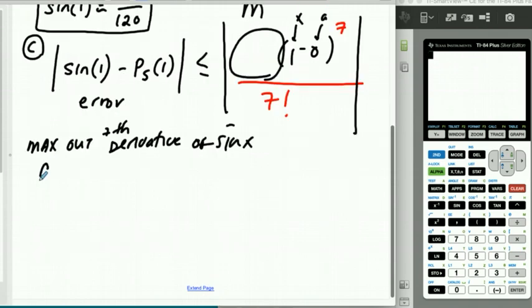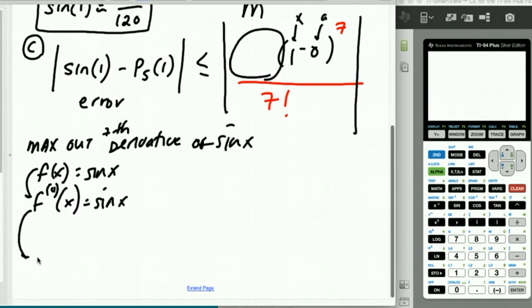So if f of x is sine, right? I also know that the 4th derivative is sine again because it's a loop, right? And then if I kept going, I could logically figure out that the 8th derivative, because every multiple of 4, is also sine of x, right? So the thing I'm trying to max out is the 7th derivative, right? So the 7th derivative would be right before sine. It's a negative cosine, right?